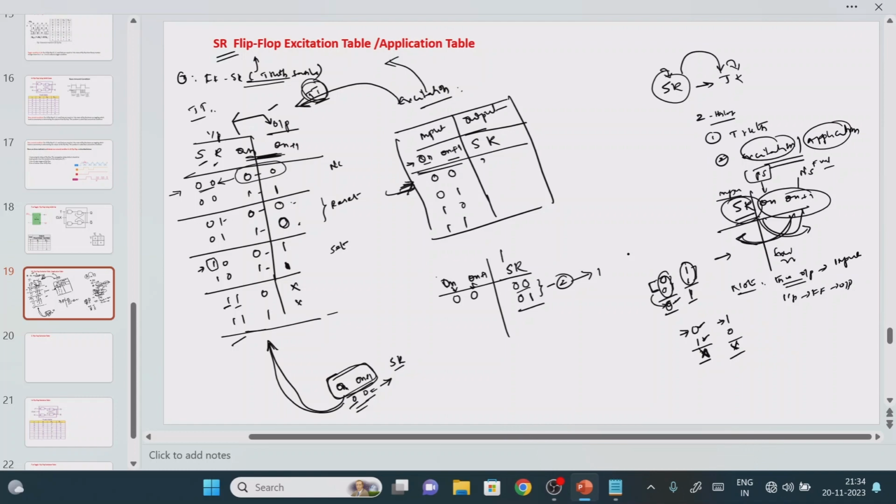Now this is the S value, right? This is the R value, right? So this is the S value, right? What is the meaning of 00? Same value, right? We can write 0. What is the R value?